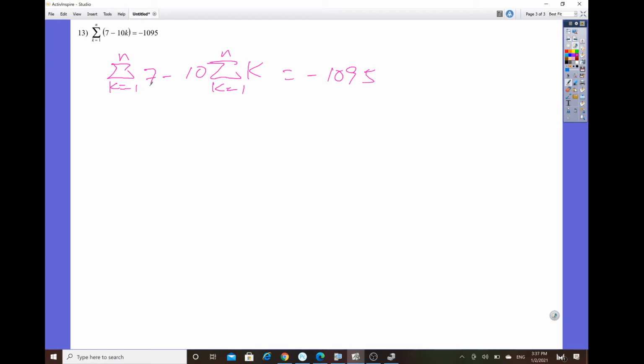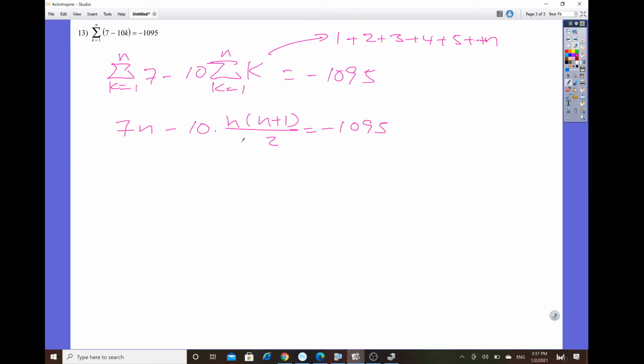So what does that 7 with sigma mean? It's like 7 times n. Well, that means you need to add 7 multiple times. How many times? n times. So 7 times n, so you get the sum. And then this one here is similar. So it's k. It's just like an arithmetic series. So start with k equals 1 all the way to n. So it's like 1 plus 2 plus 3 plus 4 plus 5 all the way to the nth term. So this one can be written as n times n plus 1 over 2. So that equals negative 1,095.